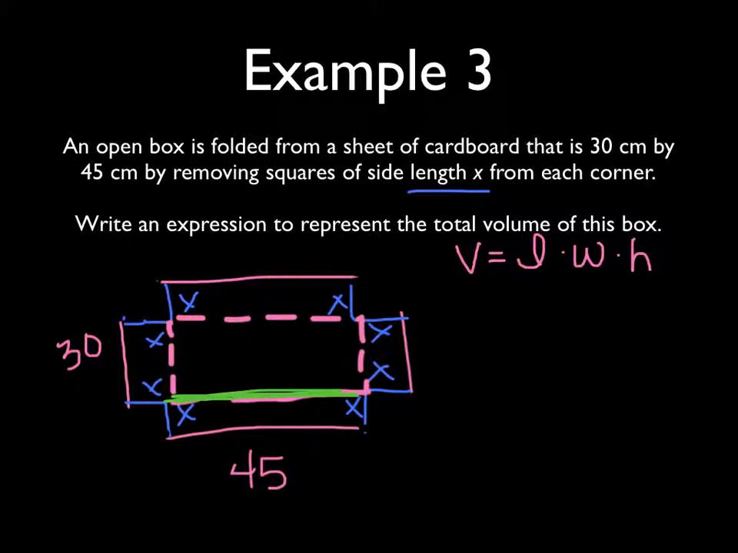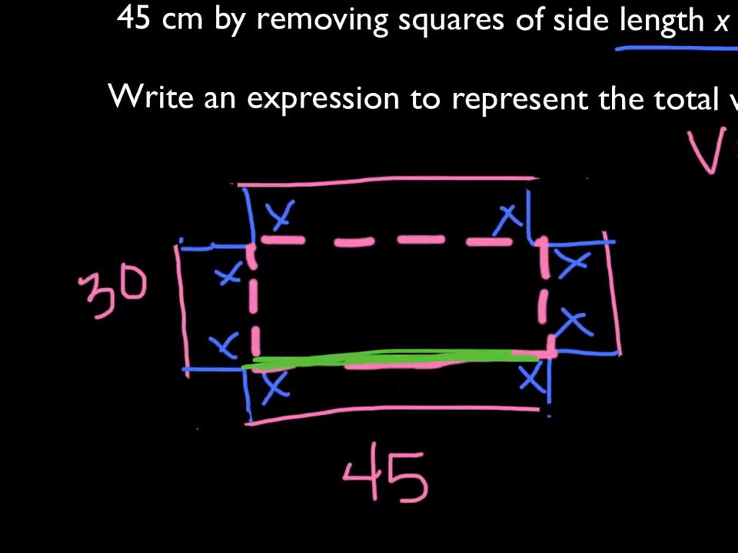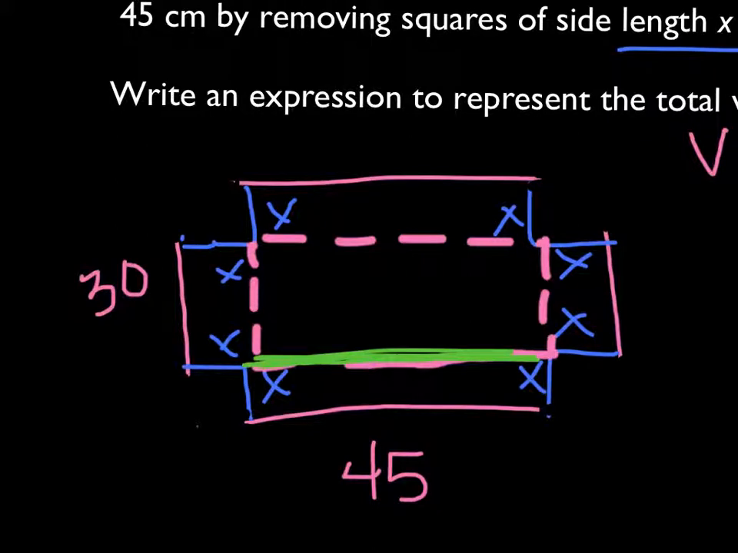Perfect. Yes. It used to be 45, right? If I went all the way across, it would be 45. But I cut off these corners and folded them upward, right? So the length of my box is now 45 minus 2x. Can you see why it's 45 minus 2x? Because I took off an x on either end.